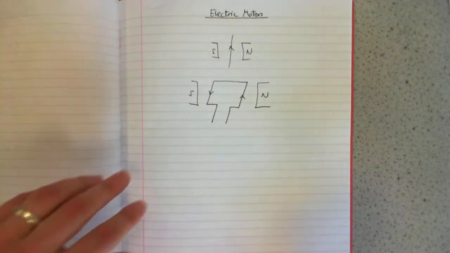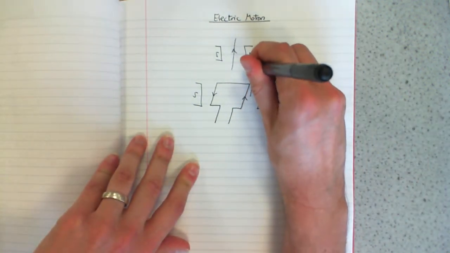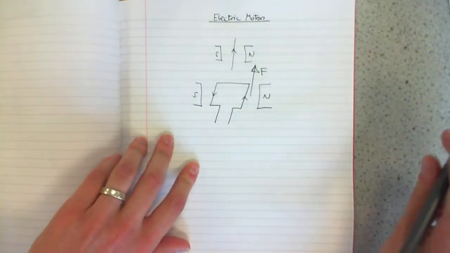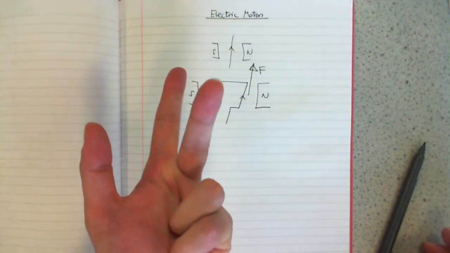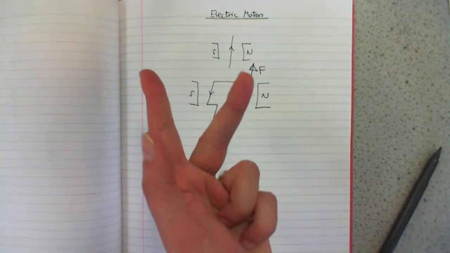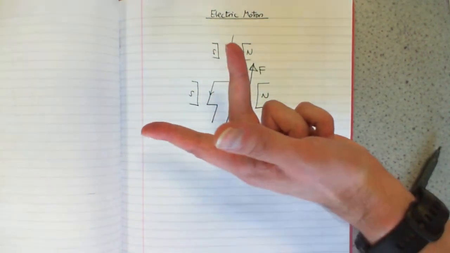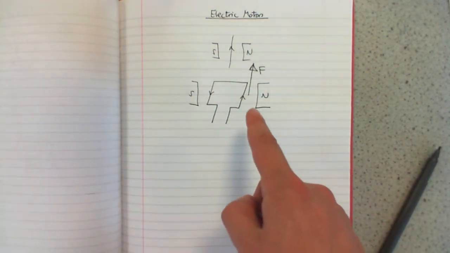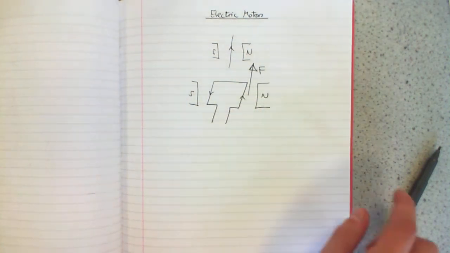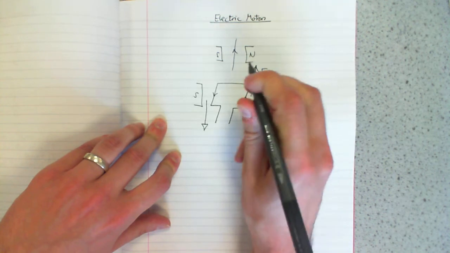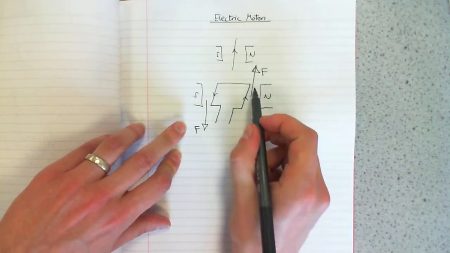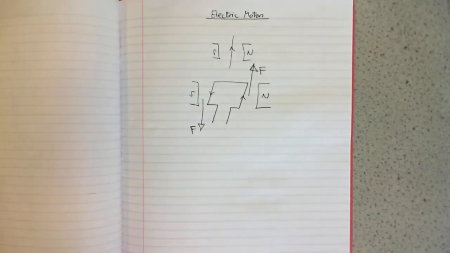So what happens is we get force upwards in one direction, and then we can find out the direction using our left hand rule. The current magnetic field lines are north to south, and the force is pointing upwards. If the force is upwards on this side of the coil, the force will be downwards on the opposite side. So the forces are always in opposite directions.